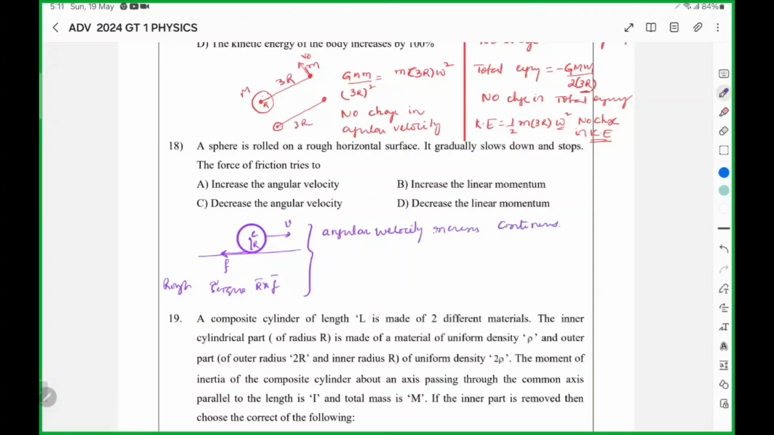Right. For translatory motion, friction opposes, so there is a decrease in linear velocity. A decrease in linear velocity means there is a decrease in linear momentum. So options D and A are correct.